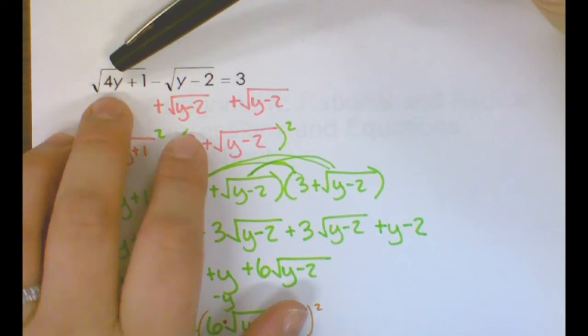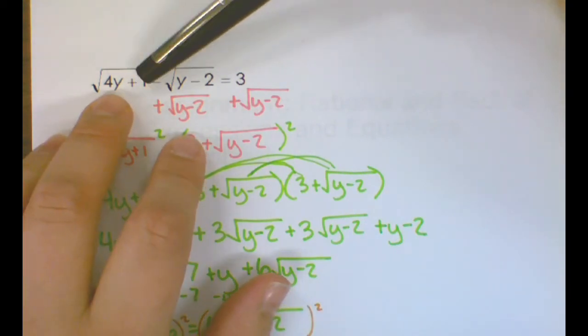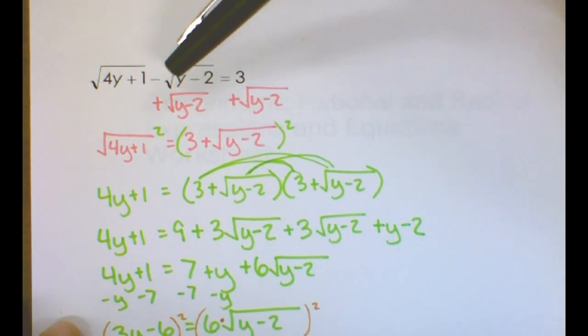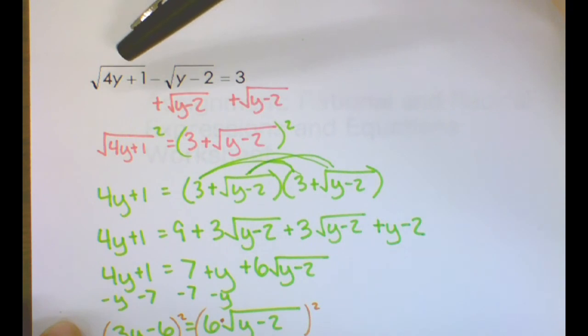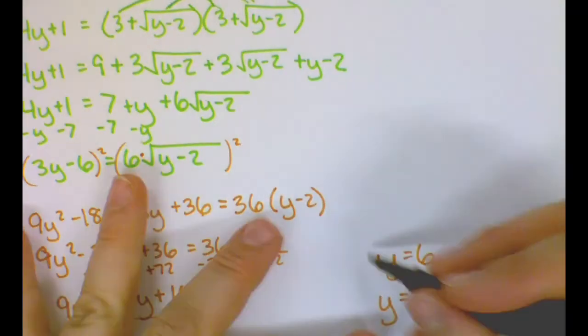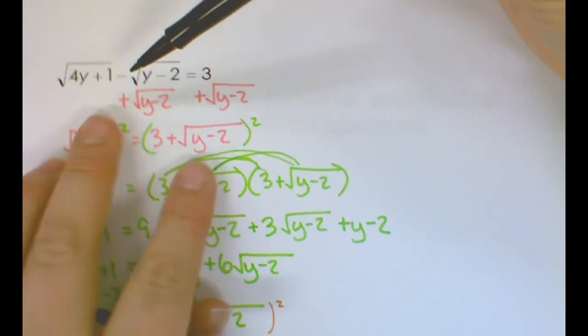4 times 6 is 24 plus 1, 25. Square root of 25 is 5. 6 minus 2 is 4. Square root of 4 is 2. 5 minus 2 is 3. Y equals 6 works. Try 2 now.